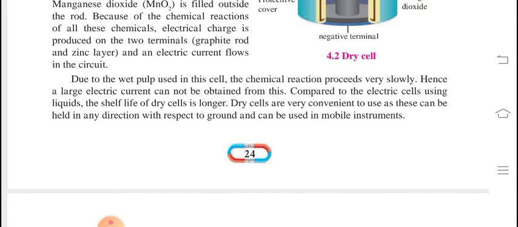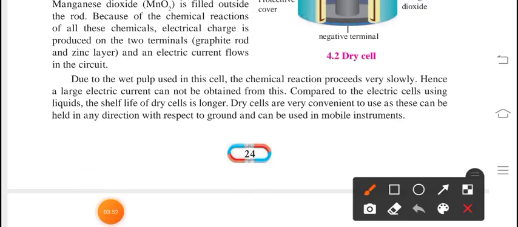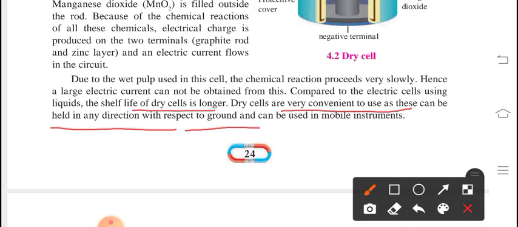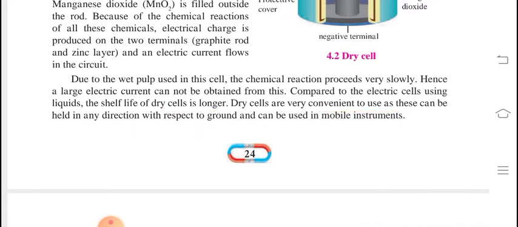Hence, a large electric current cannot be obtained from this. Obviously, if you touch the shell, there will be no current. You will not feel any kind of current. A small amount of current is there, which is helpful for a wall clock or your remote control, your hand watch. Compared to electric cells using liquids, the shelf life of a dry cell is longer. Dry cells are very convenient to use. These can be held in any direction with respect to ground and can be used in mobile instruments.